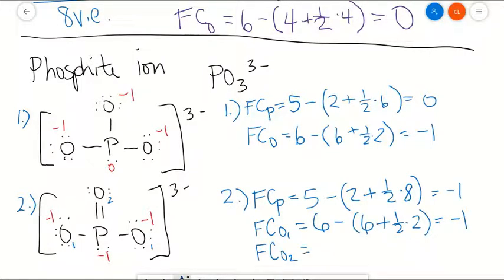Now let's take a look at the second type of oxygen that we have present here, the one with that double bond on it. So oxygen has 6 valence electrons, and the lone electrons for this oxygen is 2, 4. Plus 1/2 of the bonding, which is 2, 4. 4 times 1/2 is 2, plus 4 is 6. 6 minus 6 equals 0.